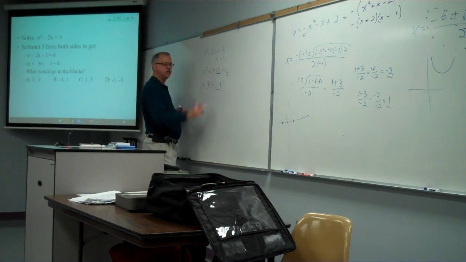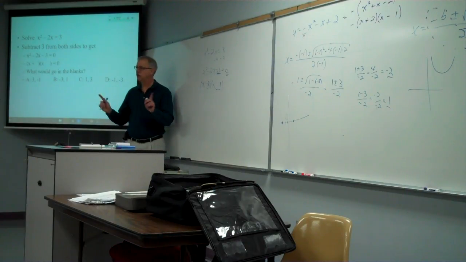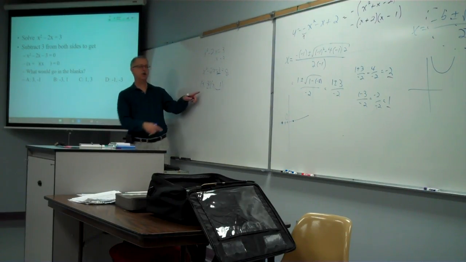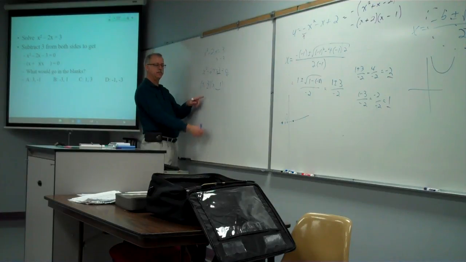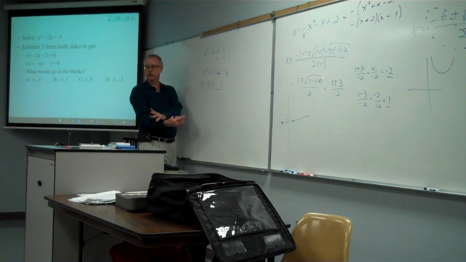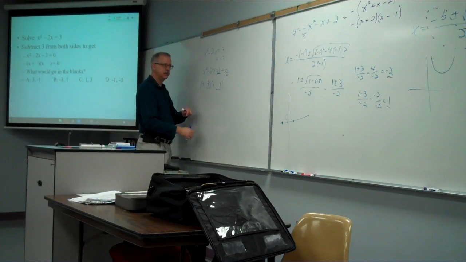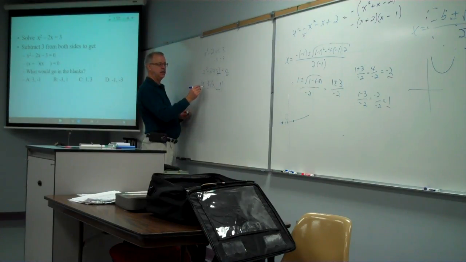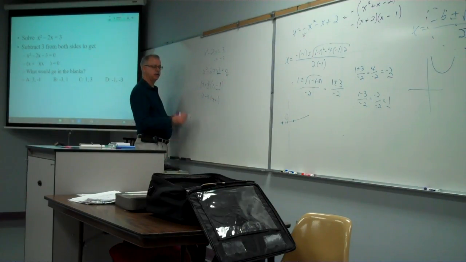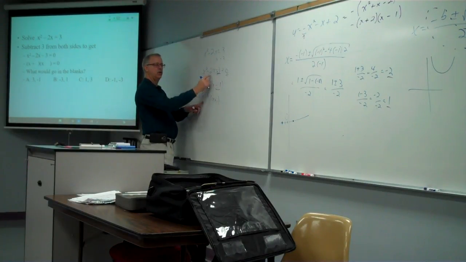Also, to get this to be negative, the 1 and 3 will have to be opposite signs. If they're both the same sign, if it's both plus, this would be a plus 3. If it's both minus, that would be a plus 3. So they have to be opposite signs, so that only leaves this one or this one as the possibilities. This is the one that gives us the correct middle term of minus 2x.